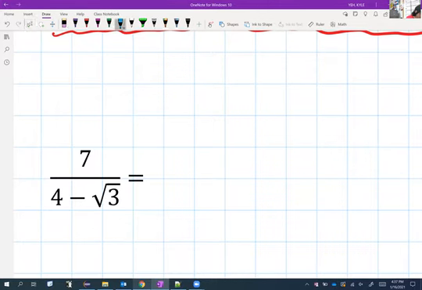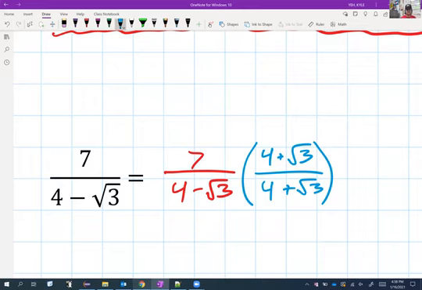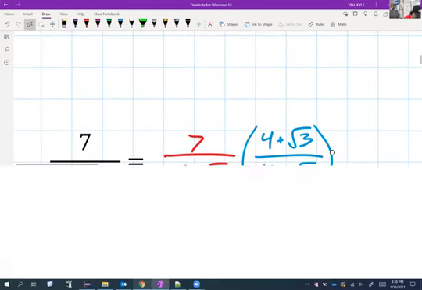7 over 4 minus root 3. I completely misspoke there, sorry. 7 over 4 minus root 3. If we're going to multiply top and bottom by the radical conjugate, that would be 4 plus root 3. Flip the sign of the radical part. Okay, let's see what happens.